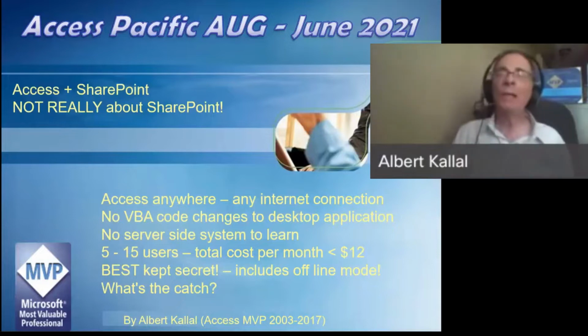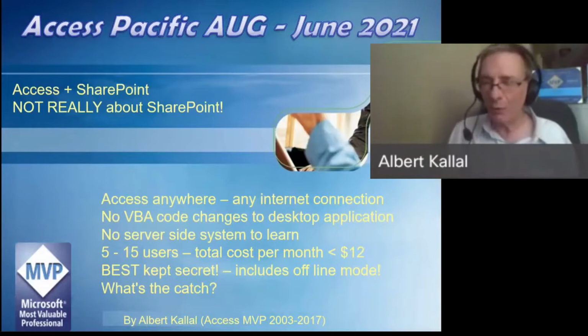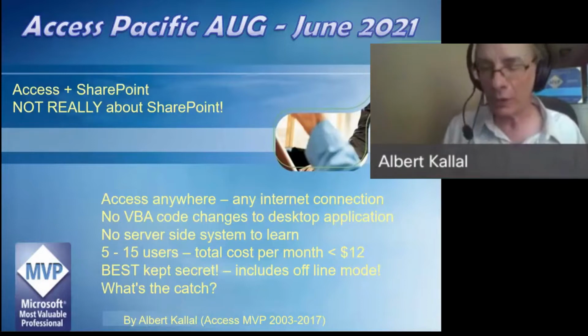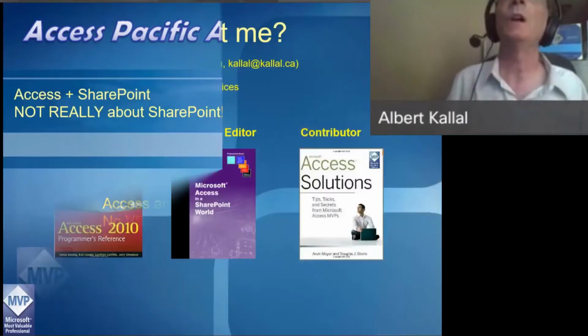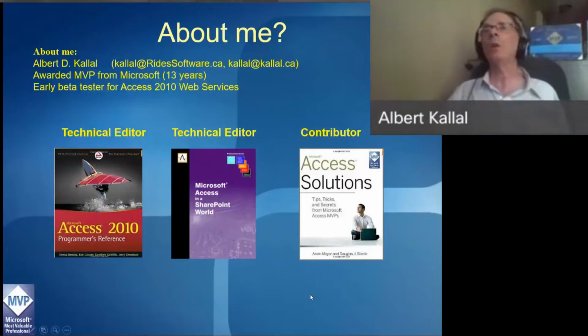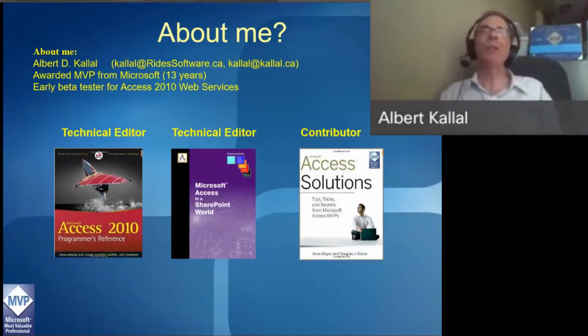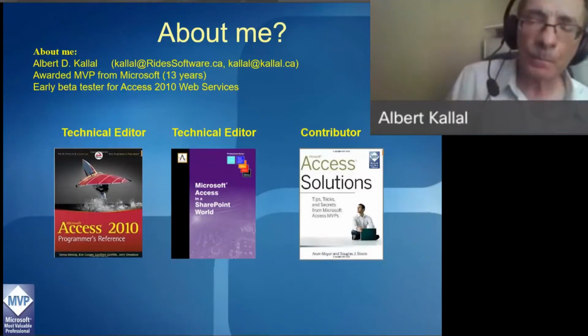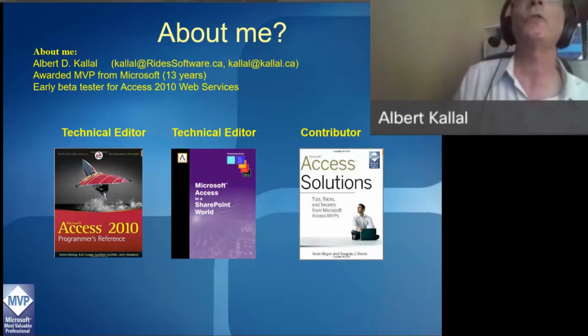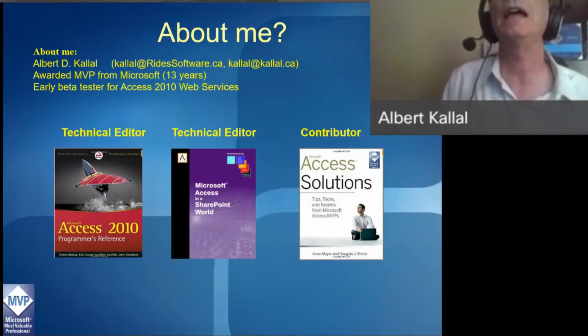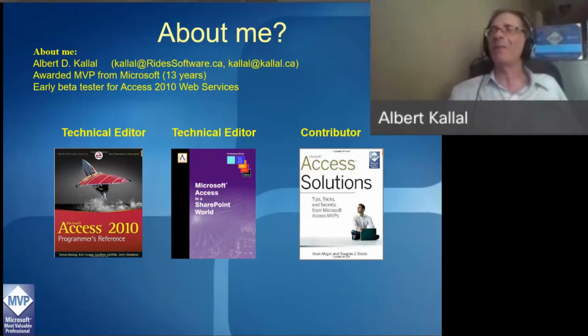One of the things I do at all my meetings is tell you, look, this is what we can do. You can have 5 to 20 users, less than $12, no server-side learning, and it just works. I do talk a little bit about me, but that slide's not important and I usually skip it. I've been a technical editor on a couple of books. I was an Access MVP for 13 years. I was a beta tester for the Access Web Services. So I've been in the Access community for about 20 years now. That's a little blurb about me, and there are 2 emails up there you can use. That's all we need about who I am and where I've been and what I've done.